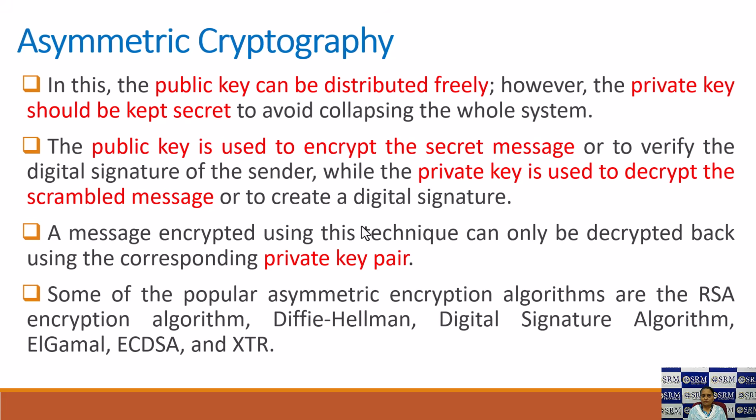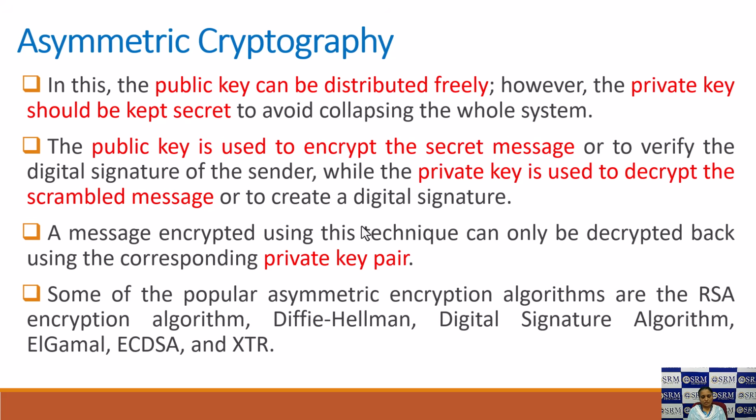The public key is used to encrypt the secret message or to verify the digital signature of the sender, while the private key is used to decrypt the scrambled message or to create the digital signature. So for verification, we use the public key. For creating a digital signature, we use the private key. So a message encrypted using this technique can only be decrypted using the corresponding private-public key pair.